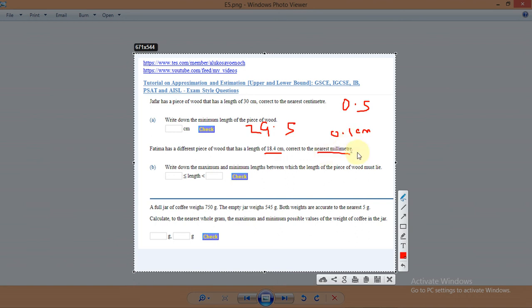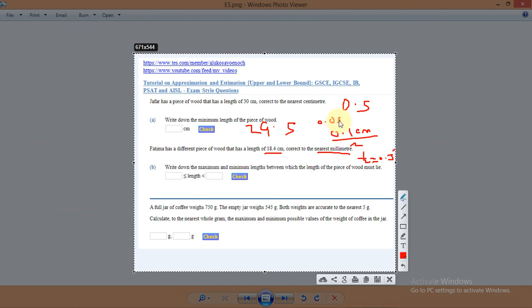So nearest millimeter is supposed to be 1 over 2, which is 0.5, if you are working with millimeter. But I want to take away from centimeter here, so you have to make your error in centimeter. So your error is now 0.1, so 0.1 divided by 2. That will now be 0.05.